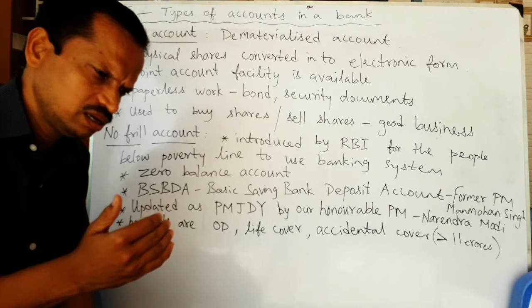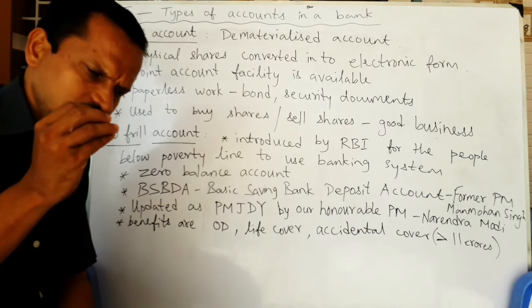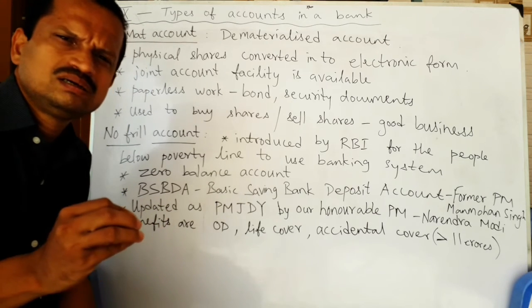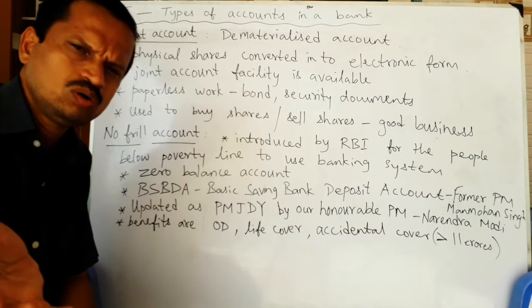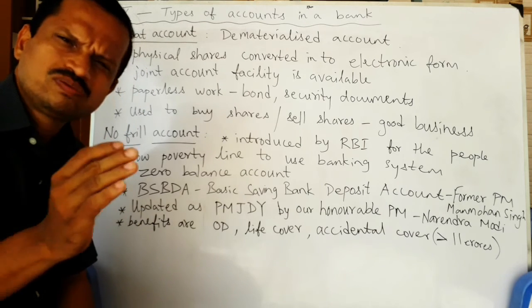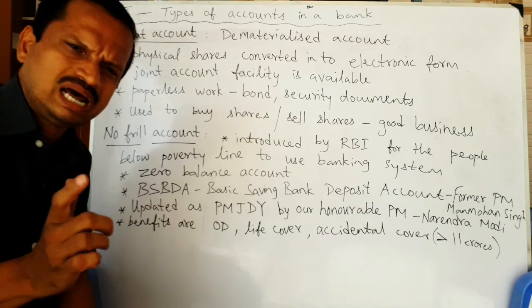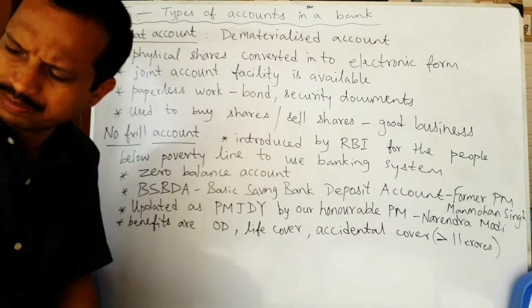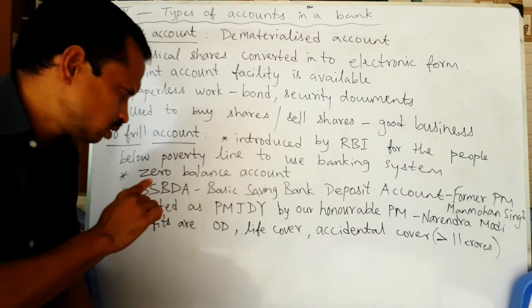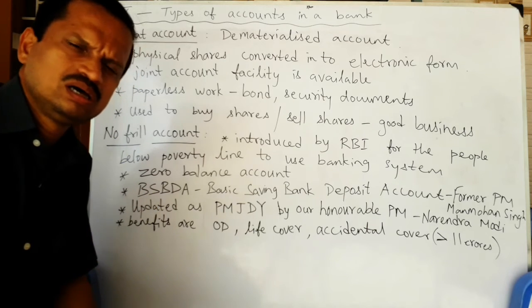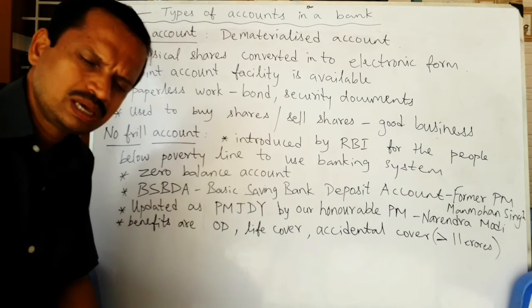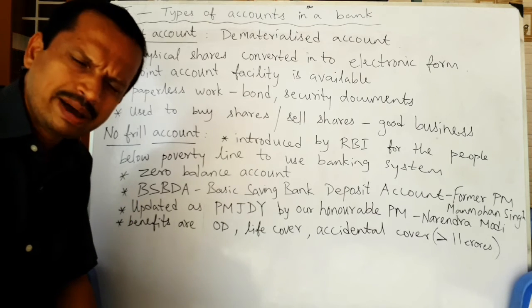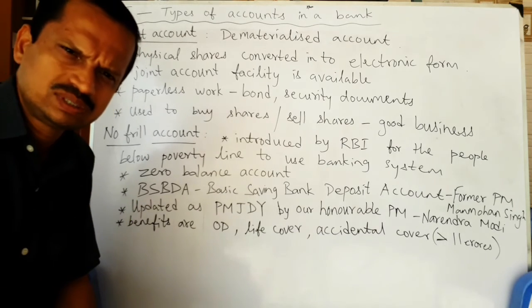So whether they have money or not, in need of time, in need of money, they can borrow some amount from the bank, that is called overdraft. Okay, the overdraft limit is 10,000 rupees. Those who have this PMJDY account can borrow 10,000 rupees from the bank as OD, overdraft.